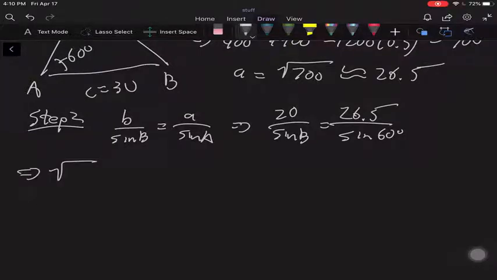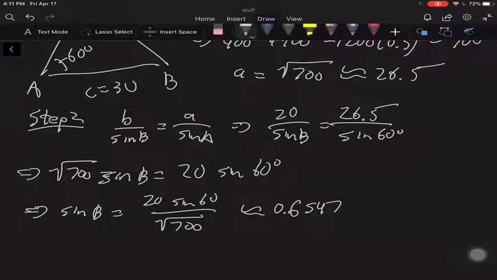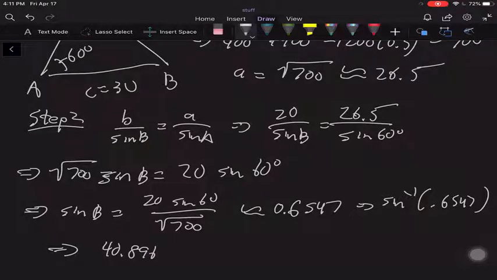So now we just calculate this all out. We get the square root of 700 multiplied by sine B is equal to 20 times sine of 60 degrees. We solve for sine B: 20 times sine of 60 over the square root of 700, which is also 26.5, and this is going to give us approximately 0.6547. Now if we go on our calculator, if you have a scientific calculator, you're using a TI like me, you're going to press second, then sine inverse of that value. That's going to give us 40.896. So from here we know that our angle B is approximately 41 degrees.